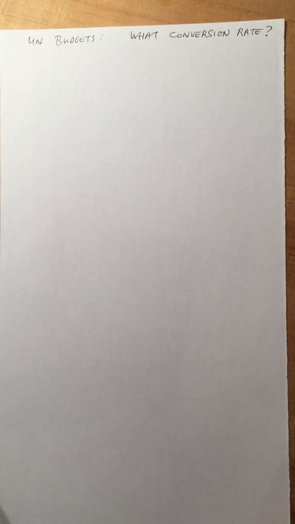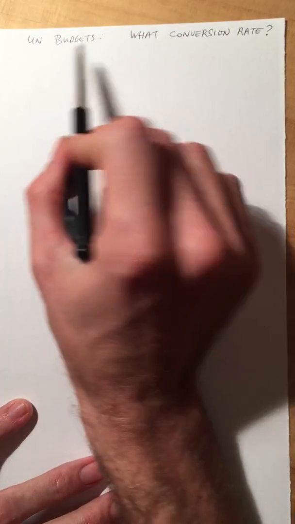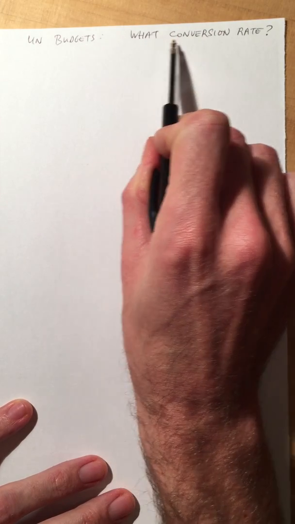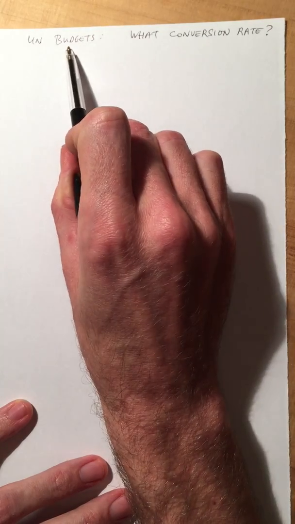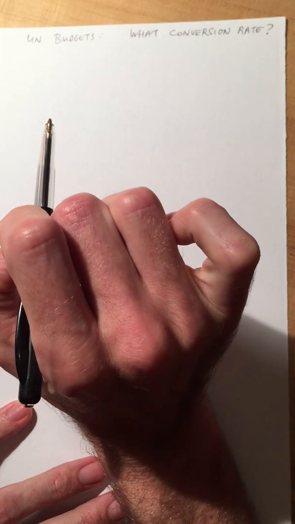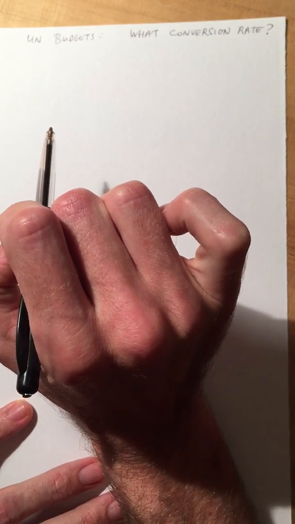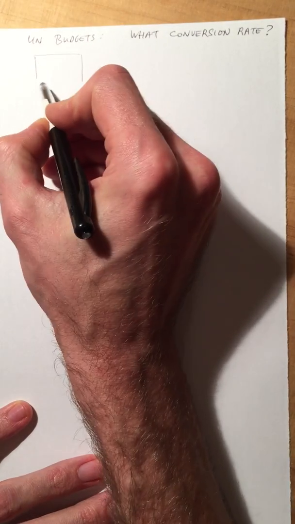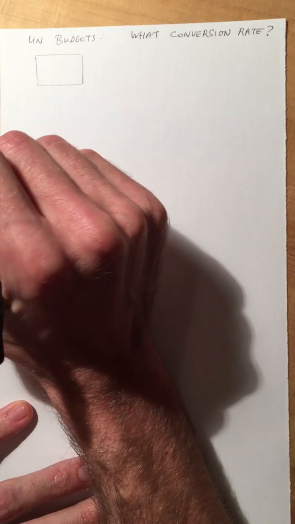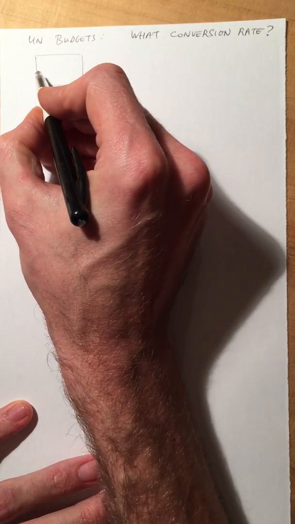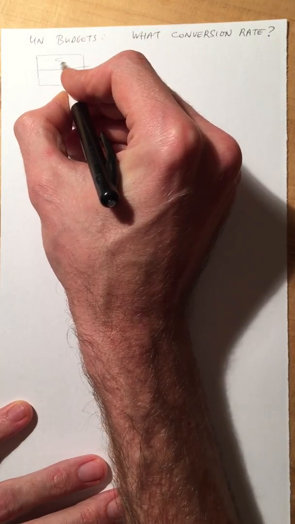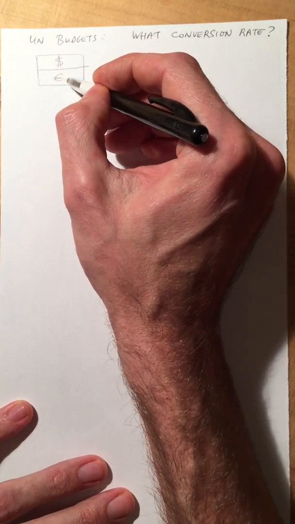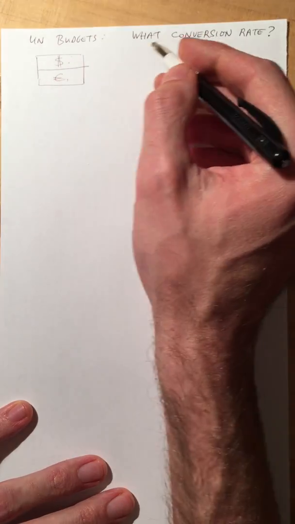Hi, everybody. Tonight I have the pleasure to talk to you about UN budgets and more specifically about what conversion rates are used for UN budgets. First of all, why do UN organizations use conversion rates? That is because they are active all over the world and they spend their money in general in two major currencies, namely in dollars and another part in euros. That's the money that they actually have in the bank.